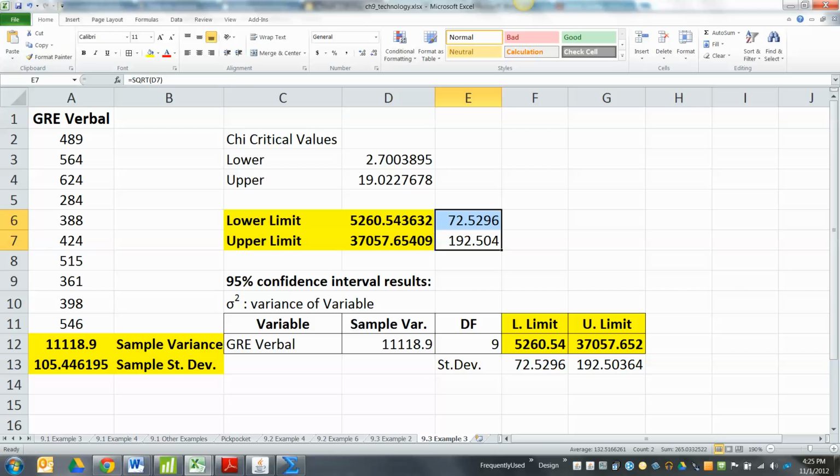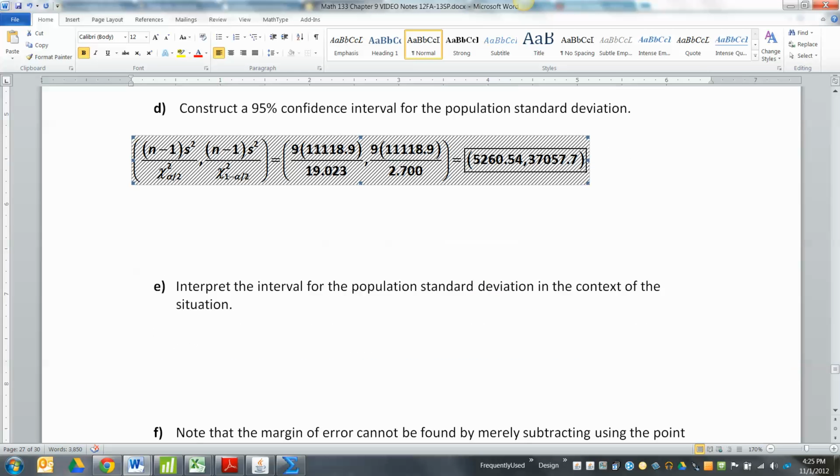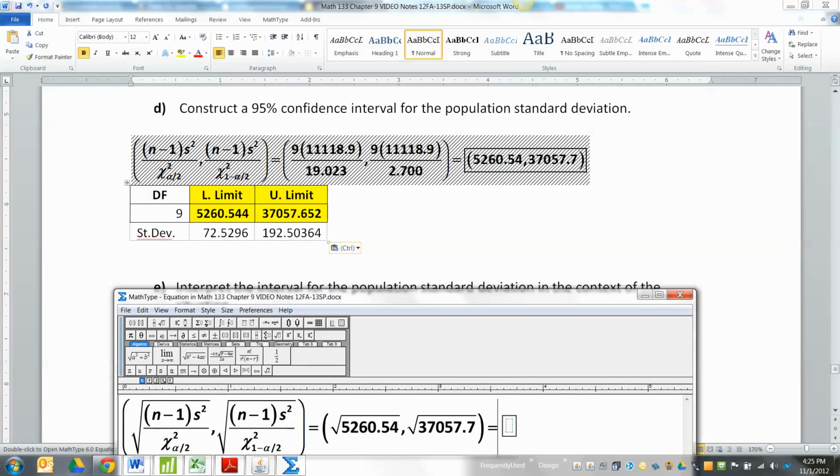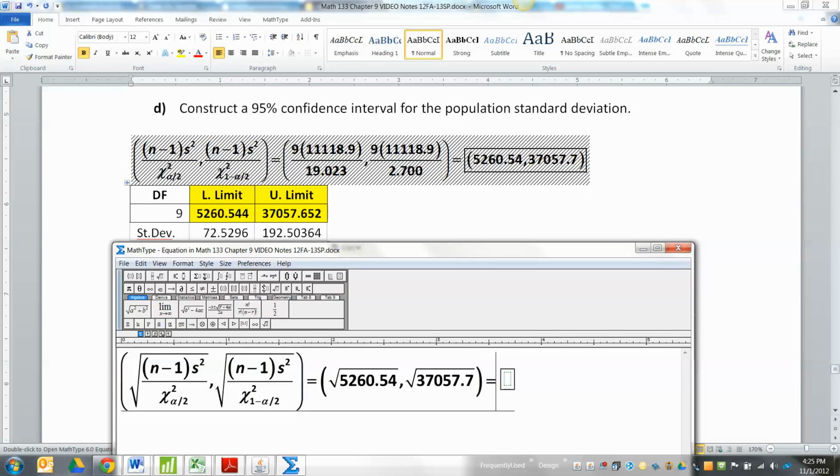I'm going to copy and paste these in, just for my own benefit, that way I've got them in there. All right, so back to this. It's 72.5296, comma, 192.5036. Good enough.